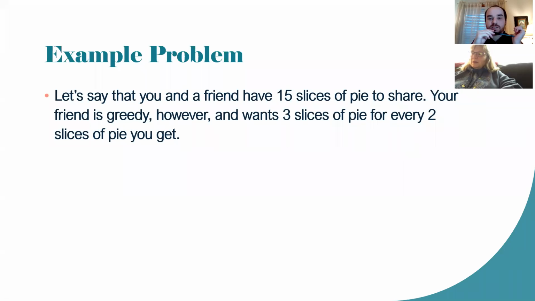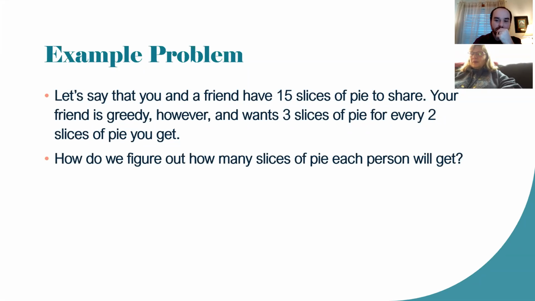So let's say that you and a friend have 15 slices of pie to share. I'm going to pick on Addie and Janie because they always pick on me. So Addie and Janie are sharing 15 slices of pie. It's kind of a lot of pie to eat at once, but that's all right. They can handle it. But Addie, being super greedy, wants 3 slices of pie for every 2 slices that Janie gets. We want to figure out how many slices each of them is going to get of this pie.